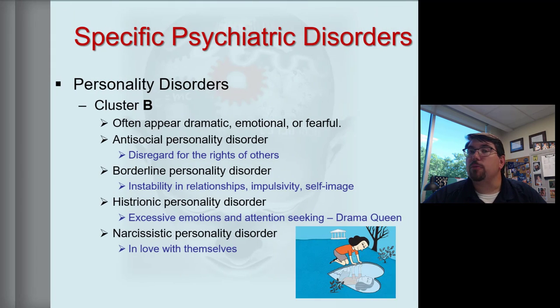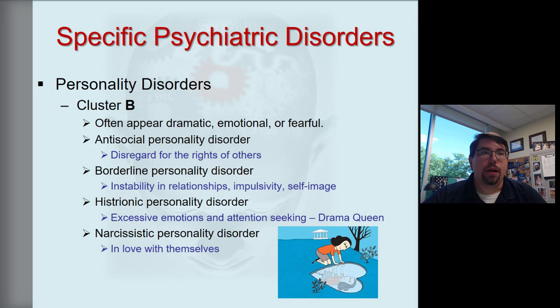Cluster B, these are dramatic folks, emotional or fearful, who may suffer from antisocial personality disorder or borderline personality disorder, histrionic personality disorder, where they have excessive emotions and constantly are seeking attention, and then narcissistic personality disorder, where they're just absolutely in love with themselves beyond all belief.